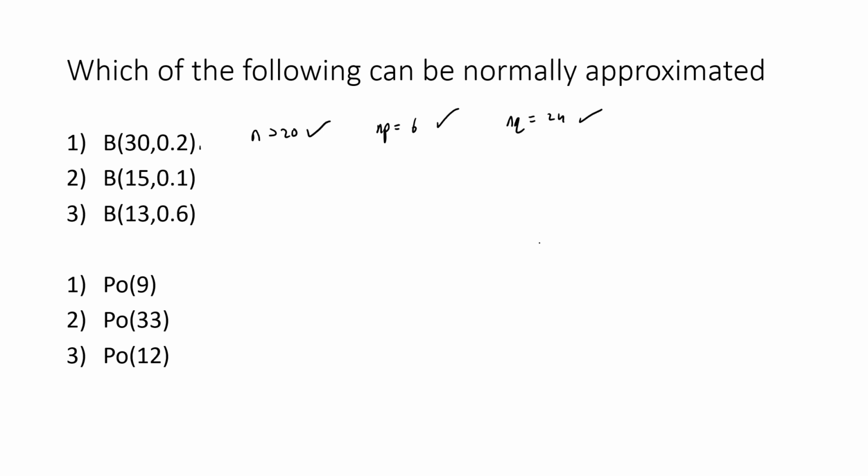We'll put a tick there. Next is 15 and 0.1. n is not greater than 20. We can't normally approximate this. And same with this one here as well. We can't normally approximate this. Next up, we have Poisson distributions. For the Poisson distribution, lambda has to be greater than or equal to 10. And it's not here, so we can't normally approximate this. We can normally approximate this because it's greater than 10, and the same for this one.